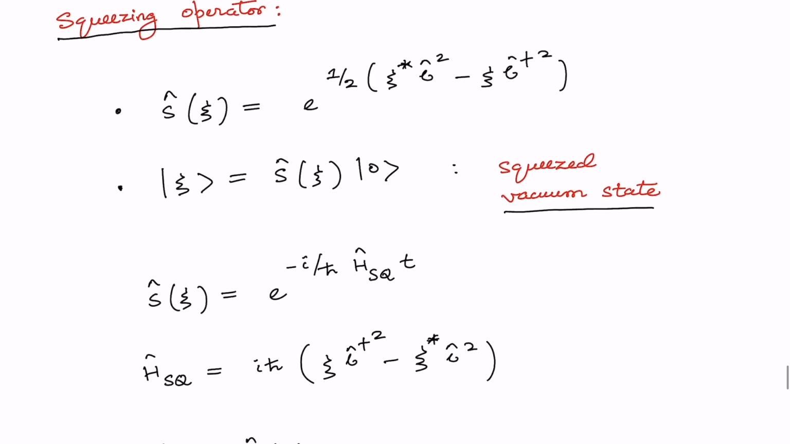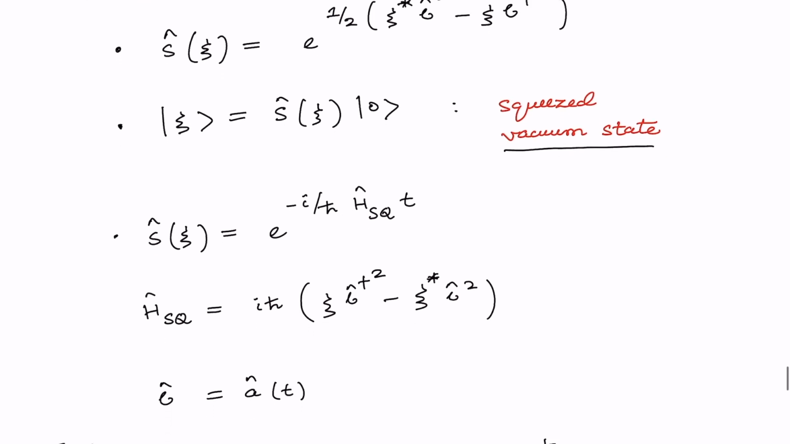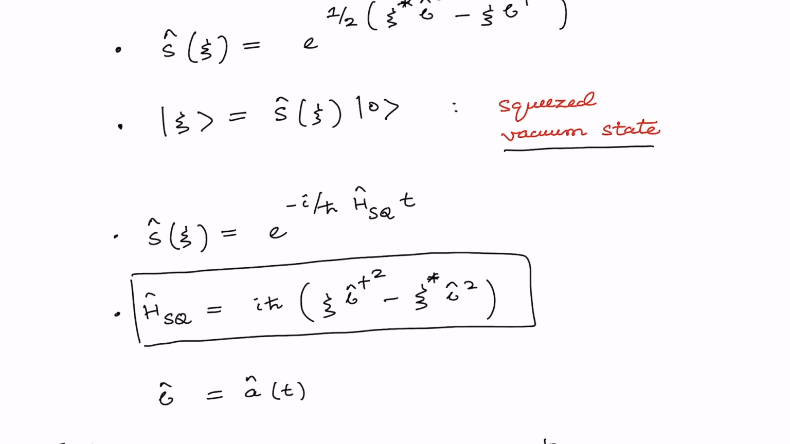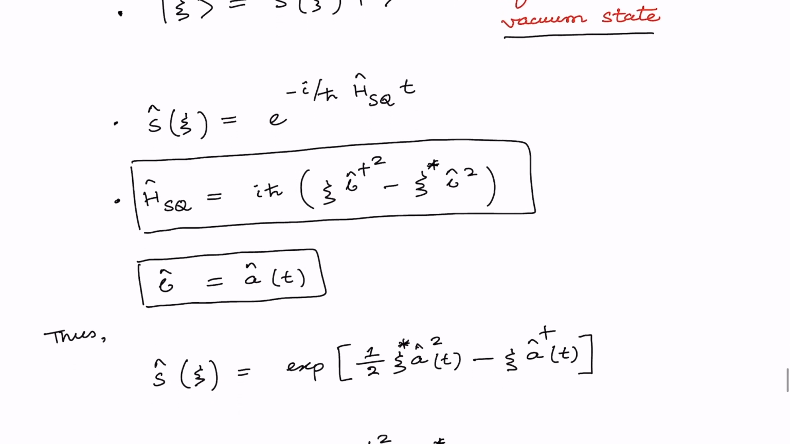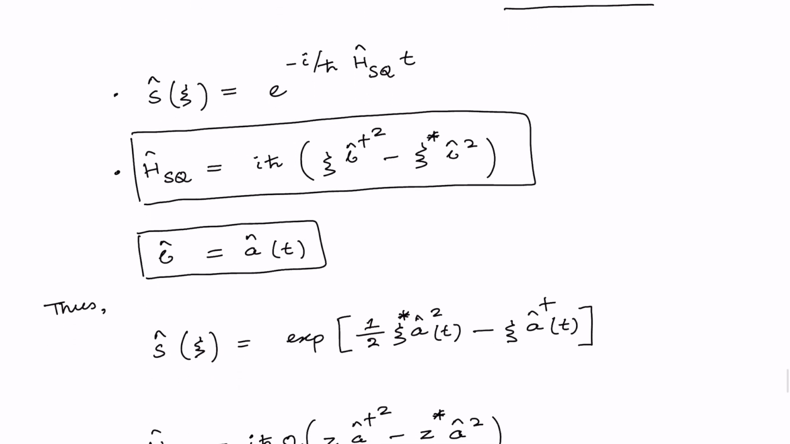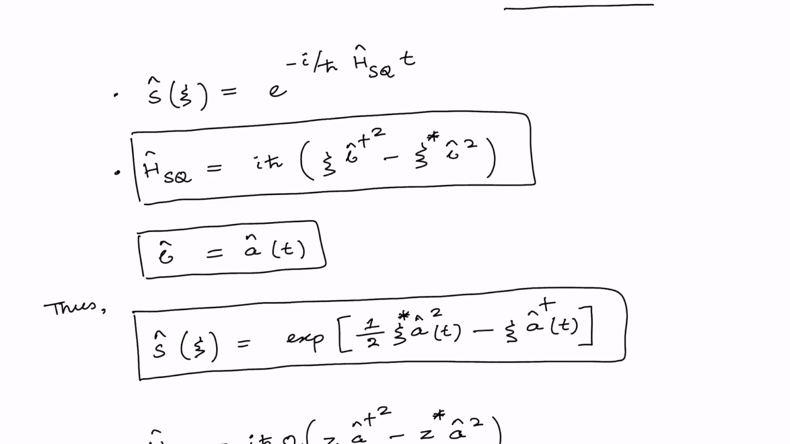And this squeezing operator is actually nothing but the time evolution operator with the appropriate Hamiltonian, and here the squeezing Hamiltonian is given by this expression. And in fact, as I said, B is the annihilation operator, the time evolved annihilation operator, and so quite often we can write B equal to A(t). In terms of this time evolved annihilation operator A(t), the squeezing operator can be expressed in this particular form.